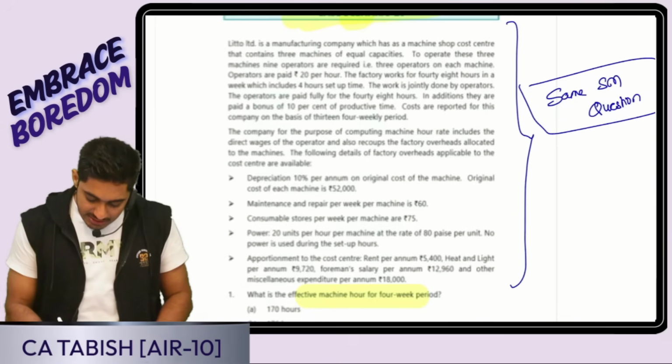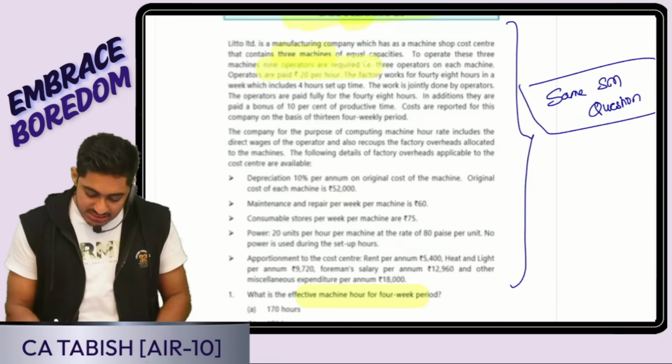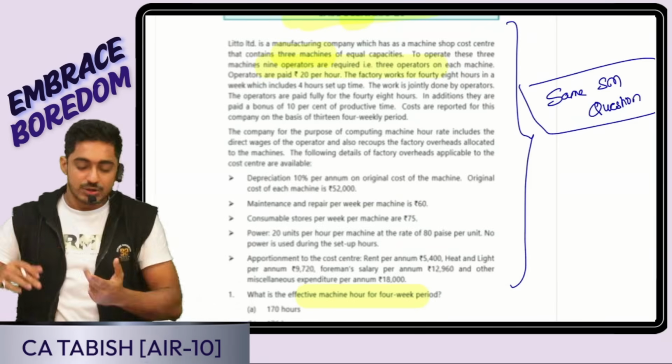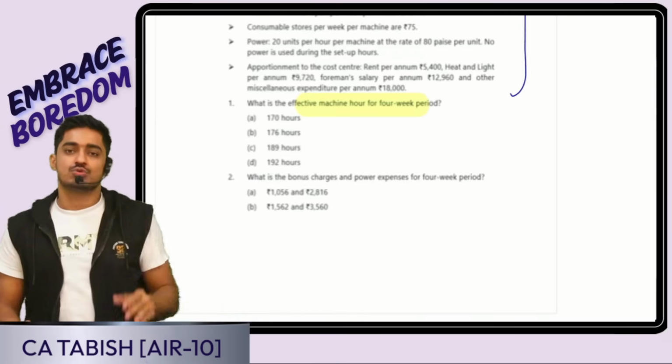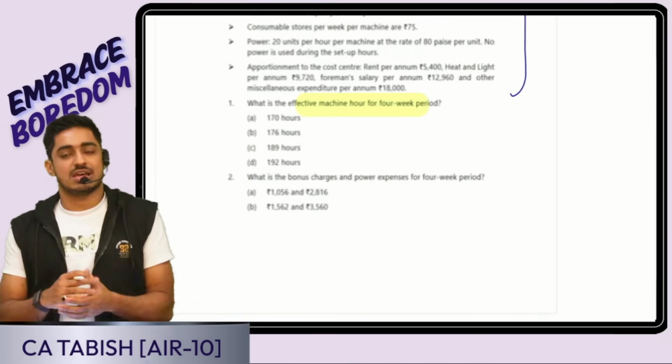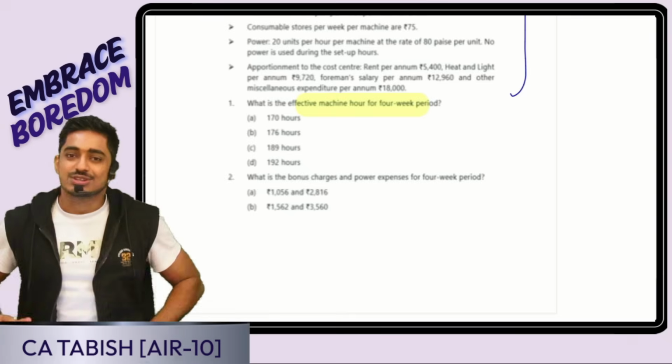There is a machine shop cost center containing 3 machines. To operate these 3 machines, 9 operators are required. That is basically for every machine 3 people are required. That way I'll have to do the calculation. Exactly the same question. What value will it add if I discuss this? Absolutely nothing. Then why on earth should I be discussing it?